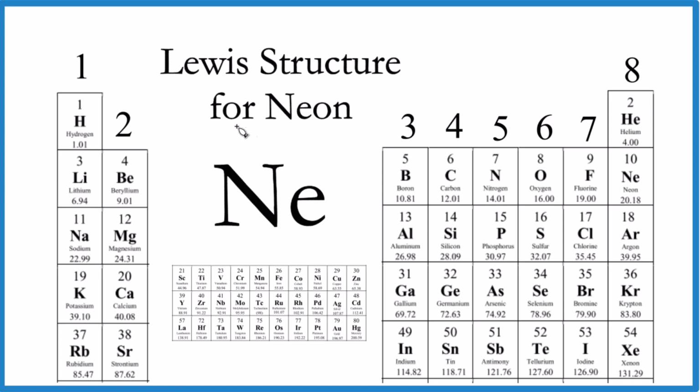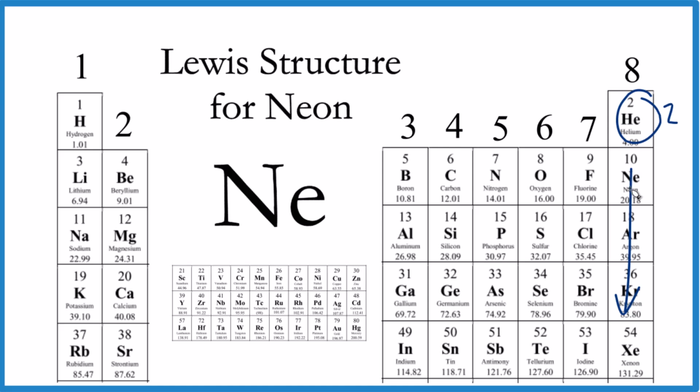What's really nice is on the periodic table, we see a pattern. Elements in group 1, they have 1 valence electron. Group 2, they have 2. Skip the transition metals, 3, 4, 5, 6, 7, and 8. All of these have 8, with the exception of helium. That has 2. Kind of strange.